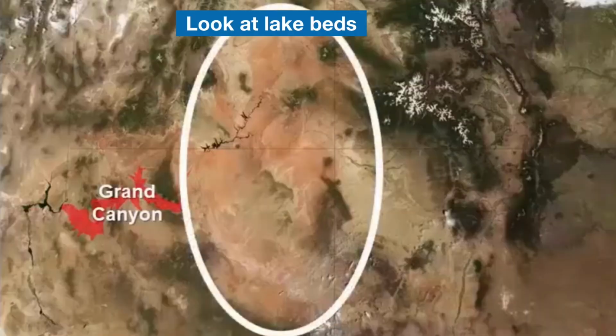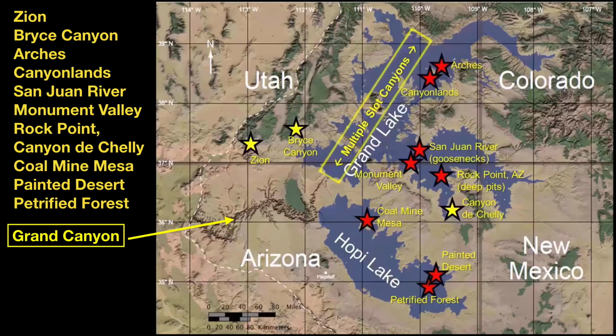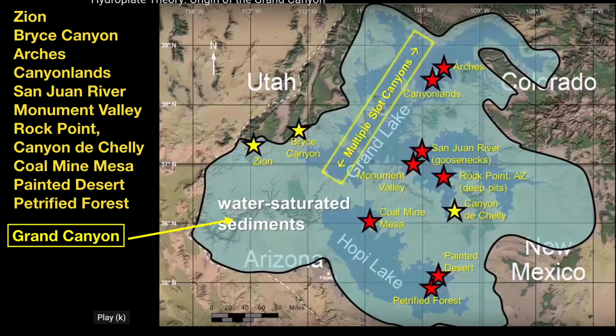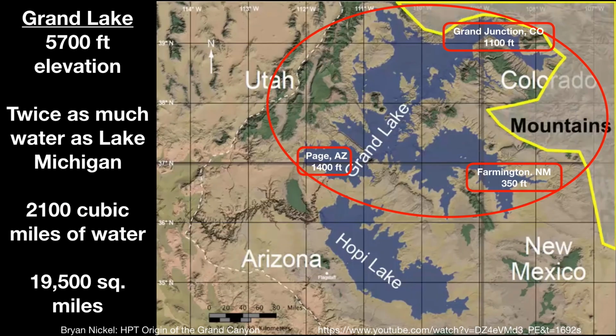Okay, so now you've got these 2 lake beds on top of the Colorado Plateau. And that's why all those national parks have something to do with that water and the lake. You look at Arches and Canyonlands and Canyon de Chelly and Monument Valley, that's all on the bottom of Grand Lake. And then Hopi Lake, it's got the Petrified Forest and the Painted Desert. And then you've got Bryce and Zion outside of the lake, but the water table drained in to make those features because there was a lot of water saturated after the flood. Everything was water saturated.